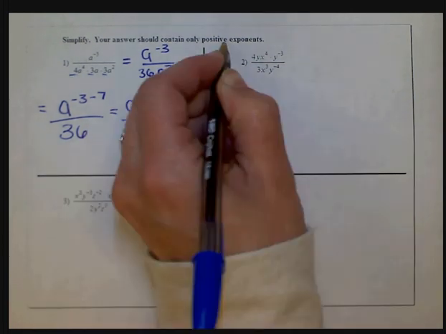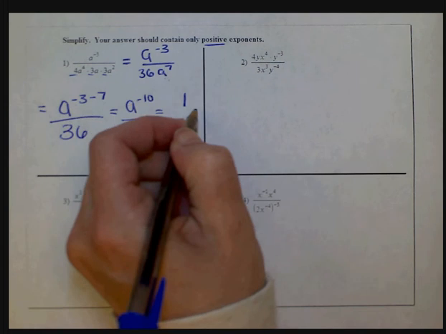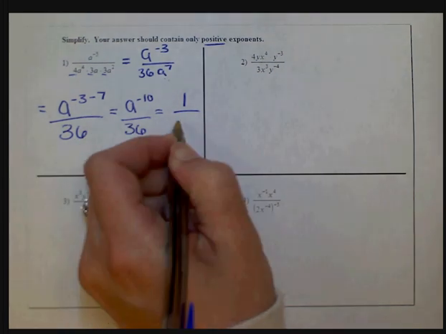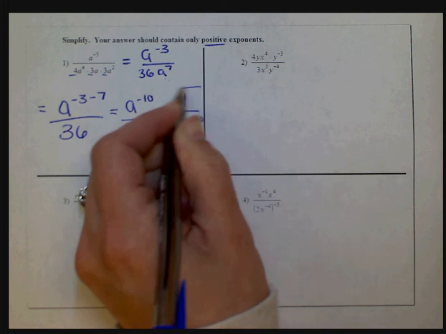No negative exponents, we must have all positive exponents. So I take the a to the negative 10th and I move it to the bottom to make it positive. My final answer is 1 divided by 36a to the 10th.